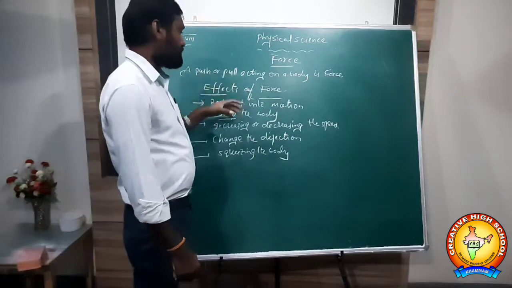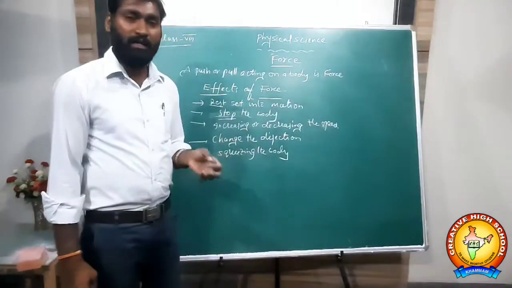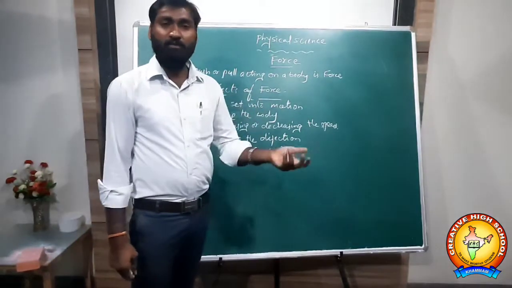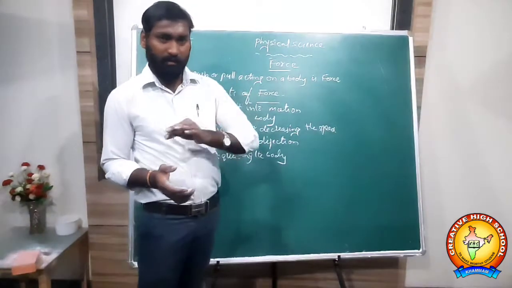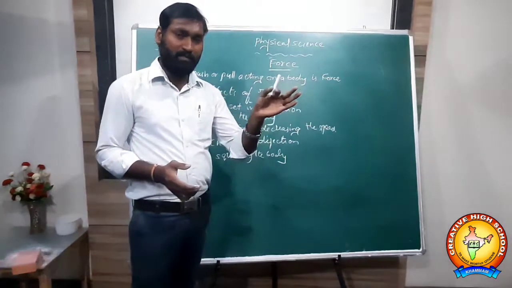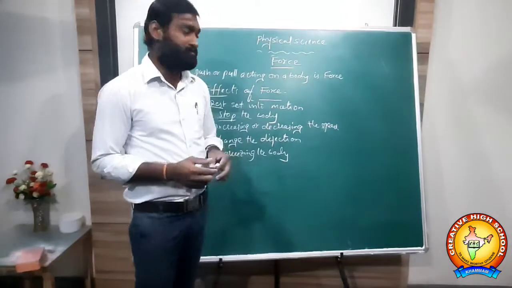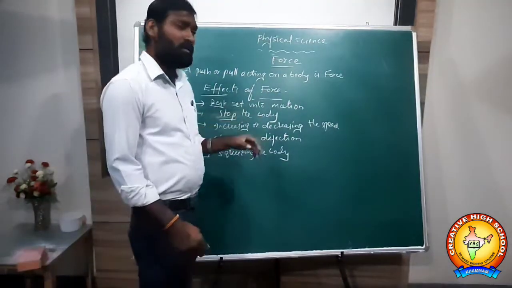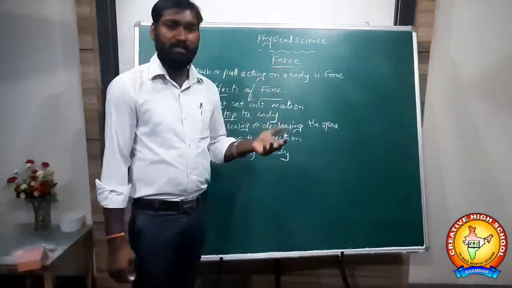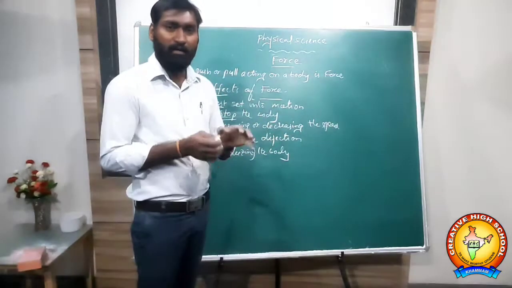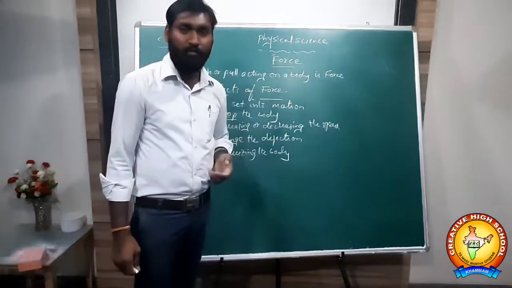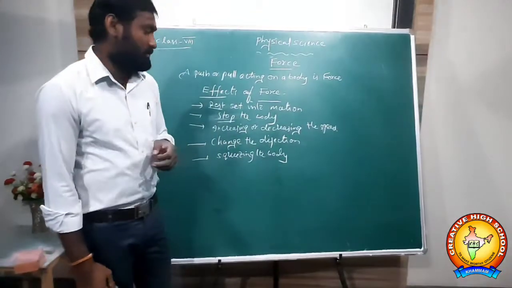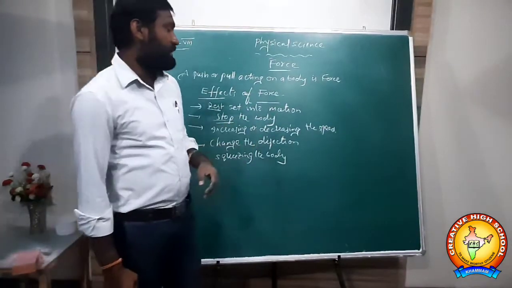Okay? Effects of force. The force is applied on a body. The body is at rest. Make it set into motion. For example, chalk is in rest position. If we apply force on the chalk, what happens? It is set into motion. But for example, vehicles are moving. If we are moving on a car or a bike and you apply the brake, the body will stop.